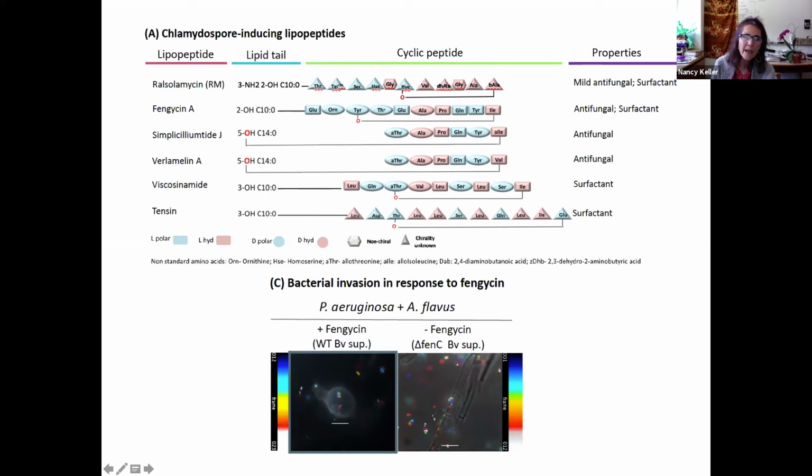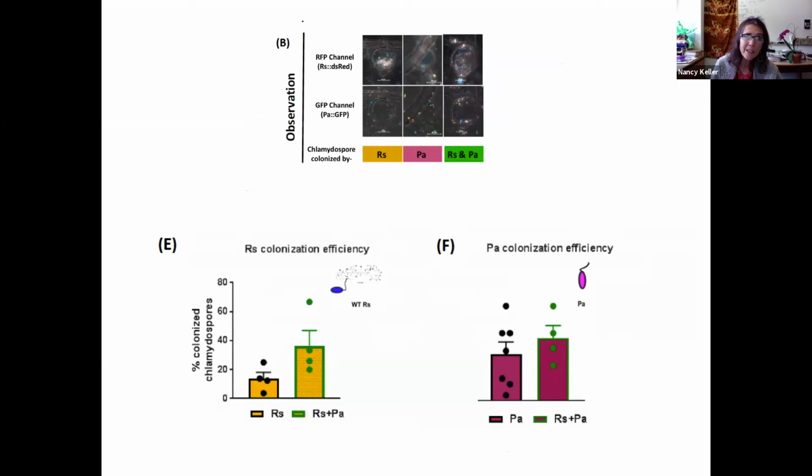And we found that indeed, when you had fungicin, and this happens to be with A. flavus and Pseudomonas aeruginosa, we get chlamydospores, and Pseudomonas enters inside the chlamydospores. This is getting very exciting to us. There's a lot going on here. Maybe this is very common. There's a lot of lipopeptides, a lot of bacteria going inside.